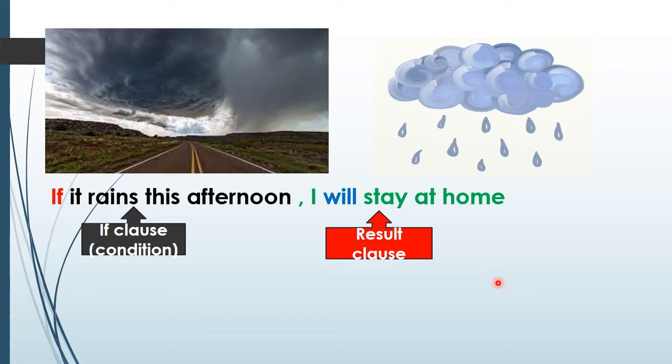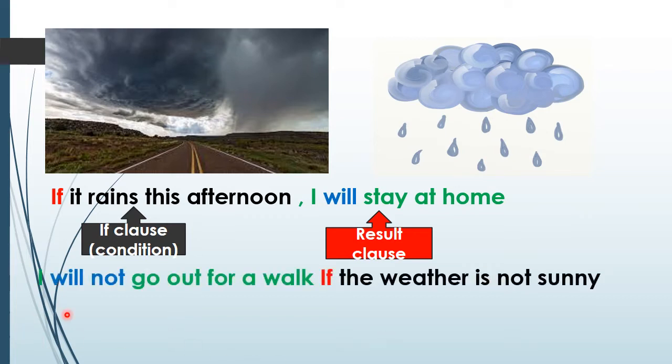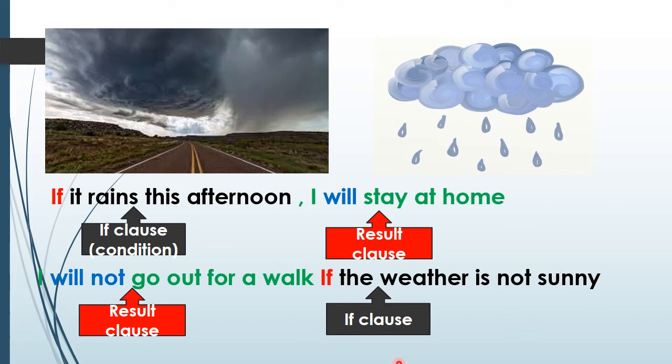If we put it in another form, we say I will not go out for a walk if the weather is not sunny. Here we use negative. And we start by, where is the condition here? This is the condition. If the weather is not sunny, I will stay at home or I will not go out for a walk. Okay? So here the result clause and this is if clause. So when do we use this type of sentences which starts with if? What do we call them? So let's see.